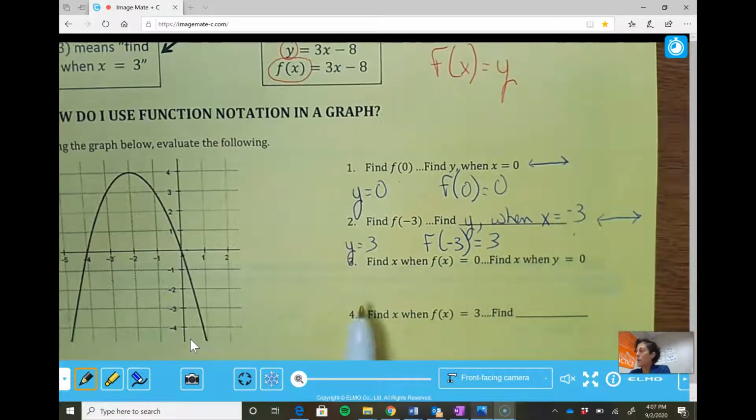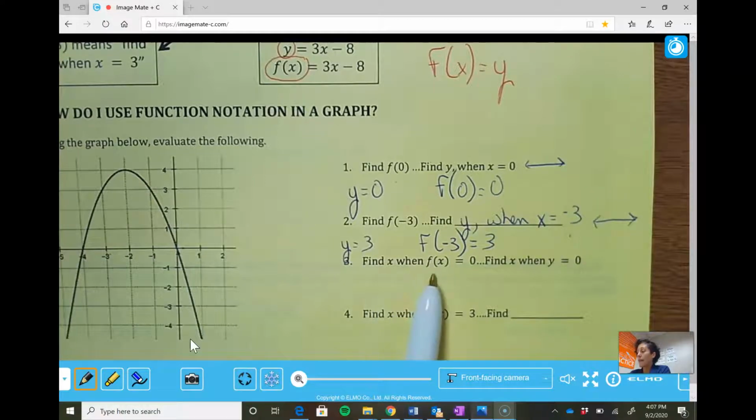All right, now it's switched. So you're going to find x when f of x is 0.